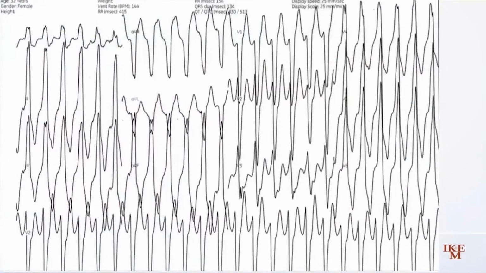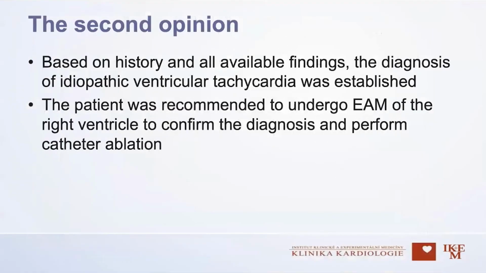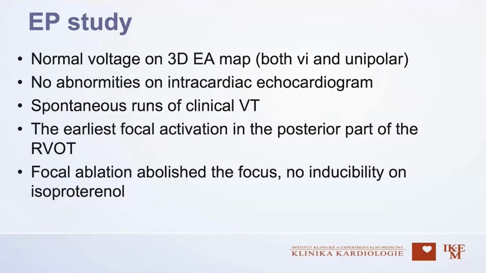Here we see again the same arrhythmia from outflow tract of the right ventricle, as you can see from ECG pattern during ergometry. And our second opinion was that this patient had idiopathic ventricular tachycardia, and we recommended her to undergo ablation, but also during ablation, we will do electroanatomical mapping to confirm the diagnosis and exclude ARVC. We did mapping, and there was normal voltage, and the patient had focal activation in the posterior part of the right ventricular outflow tract, and ablation was successful.